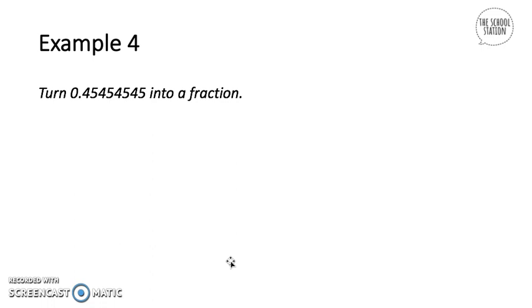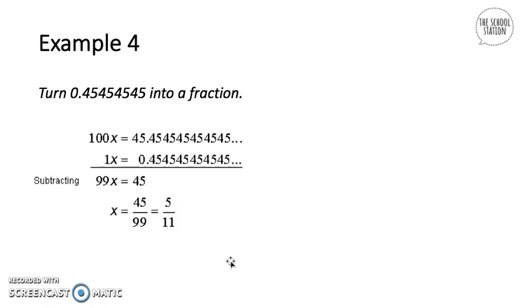Alright guys, hope you've tried this question, but here is the answer. The answer is 5 over 11. First of all, as I said, you have to recognize that the number that is recurring is 0.45. So 45 is recurring over and over again. As you can see, there are two numbers recurring this time, not one like last time. 4 is recurring and 5 is recurring, so it's 4, 5, 4, 5, 4, 5.